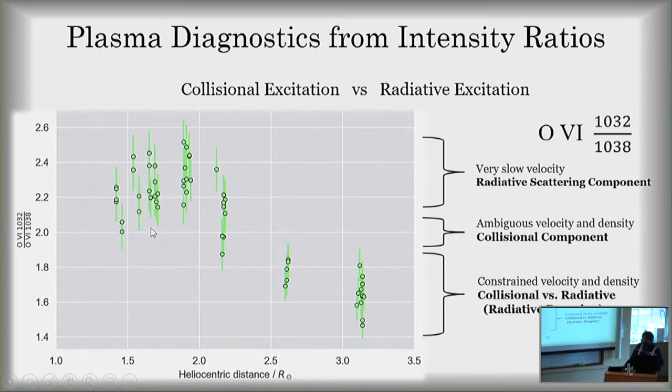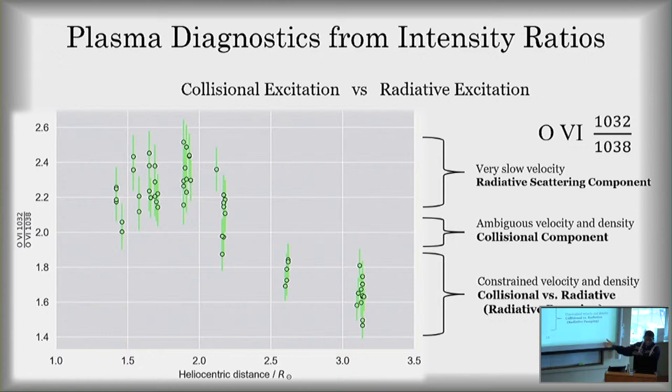So with this intensity ratio, we can deduce some plasma diagnostics, particularly some parameters that involve the velocity and density, and you notice that depending on how high or how low the intensity ratio is. And this intensity ratio in particular hovers around two, a factor of two. This is because of just the atomic physics of the oxygen 6 atom, the oscillator strengths between the two transitions: between the 1032 transition and the 1038 transition, you get twice as many photons in the 1032 wavelength than in the 1038 wavelength.